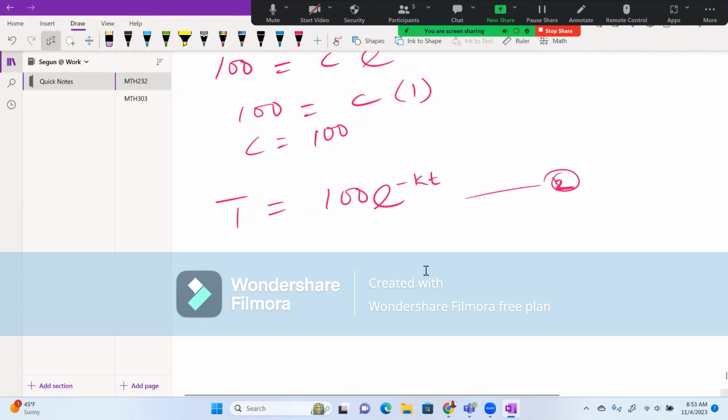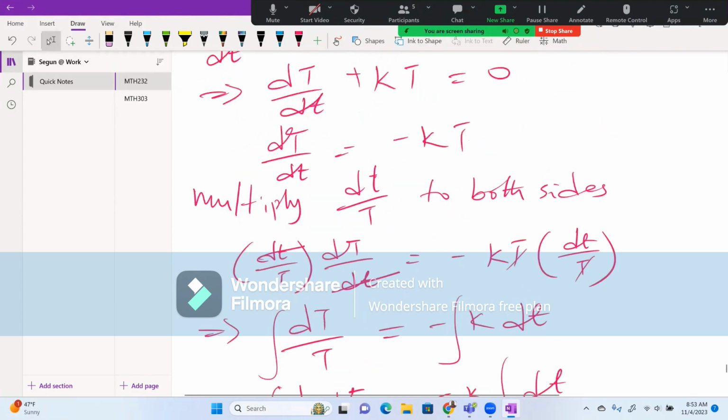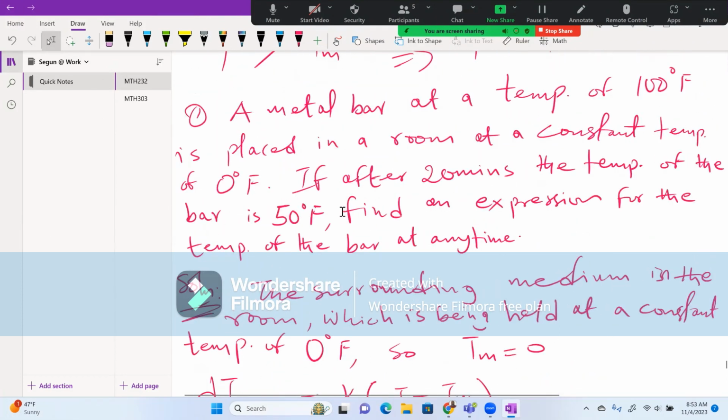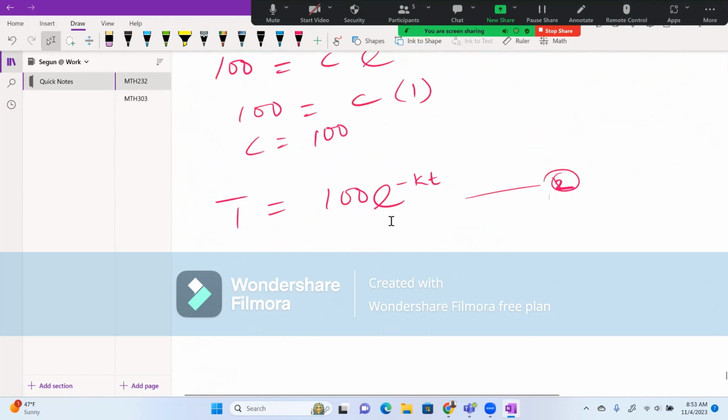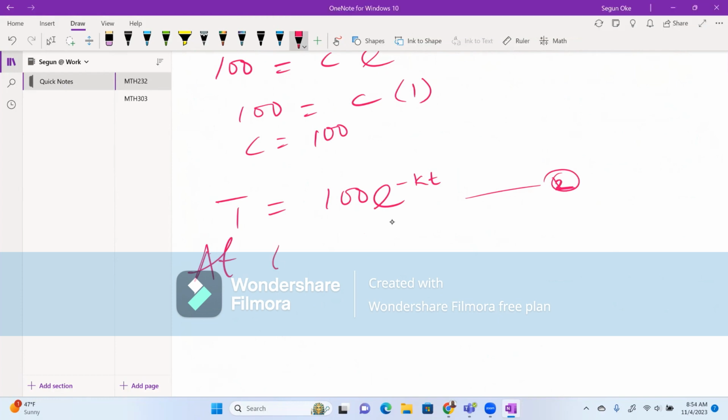Then remember, we are given the time. Let's go back to the question. The question says, if after 20 minutes the temperature of the bar is 50 Fahrenheit. So you can see the changes that are occurring. Okay, let's look at it. At t equals 20, and don't forget, our T equals 50. So what do we have?